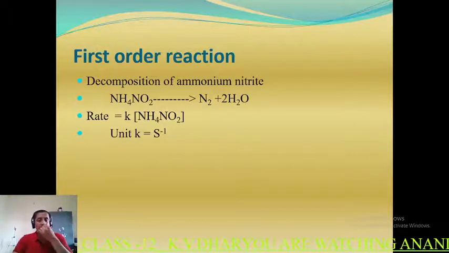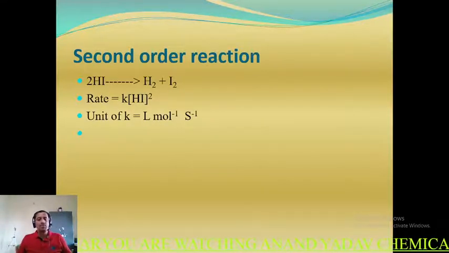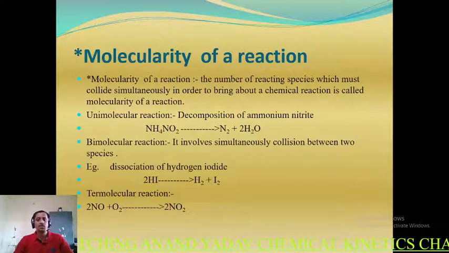Decomposition of ammonium nitrite: ammonium nitrite decomposes to give nitrogen and water. This reaction is of first order and the unit of rate constant K for the first order is second inverse. In the exam they also ask about the unit of rate constant, so you must remember the unit of rate constant. Second order reaction example is given here, decomposition of HI to give hydrogen and iodine. The power of HI is 2 in this rate law expression, so this is a second order reaction. So these are about order of reaction.